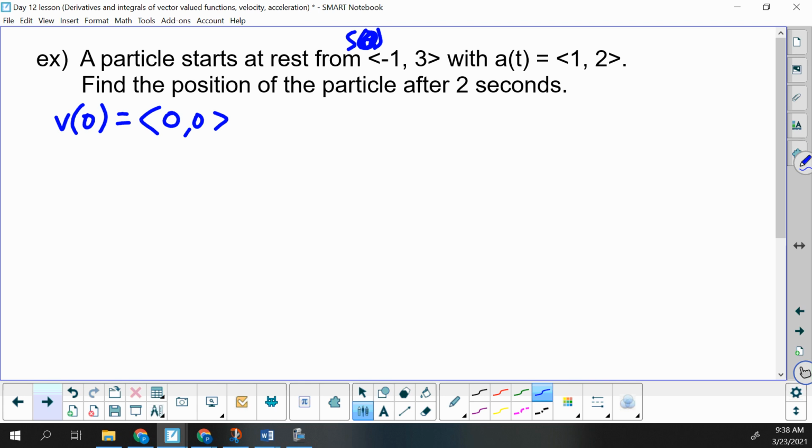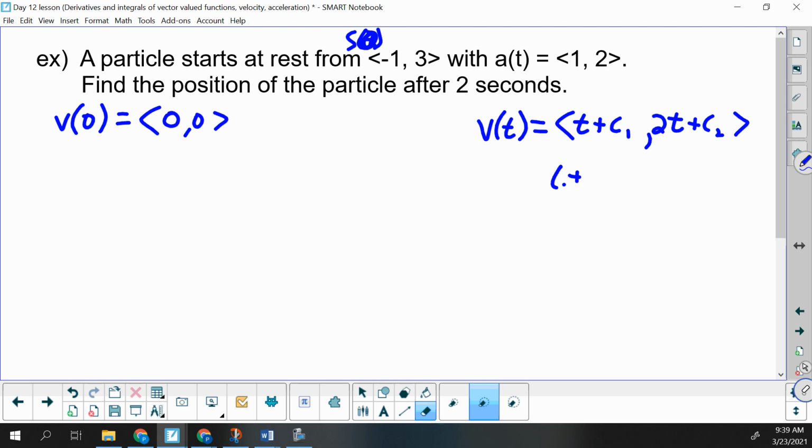So if you start with acceleration, to get the velocity, we would want to do the antiderivative. Antiderivative of 1 is t plus c, and we're going to call it c1 because we have two constants. Antiderivative of 2 is 2t plus c2. Well, now we'll work with our initial velocity. We know v0 has to be 0, 0. So, sorry, we should have 0 plus c1 should equal 0. So c1 is 0. And 2 times 0 plus c2 should equal 0.